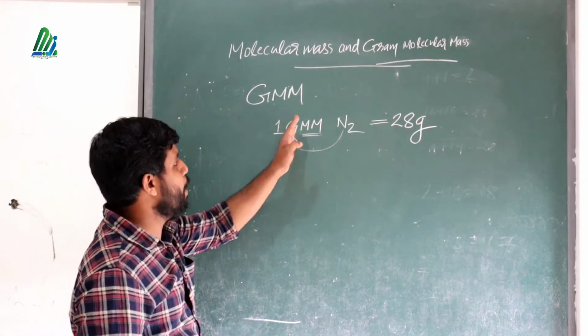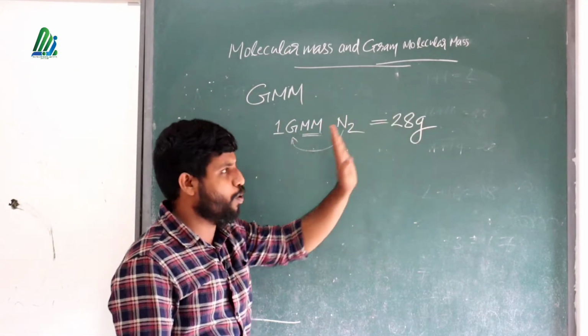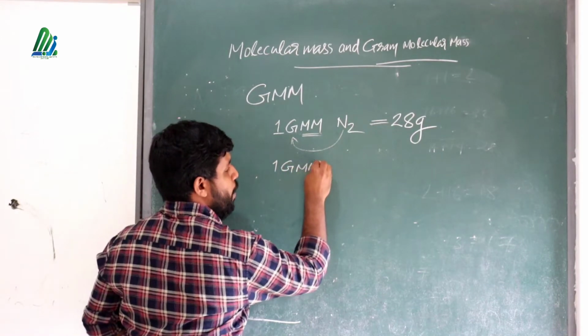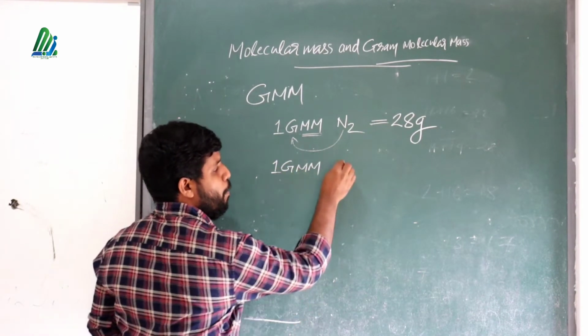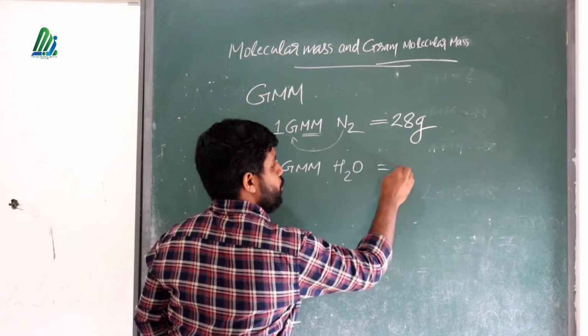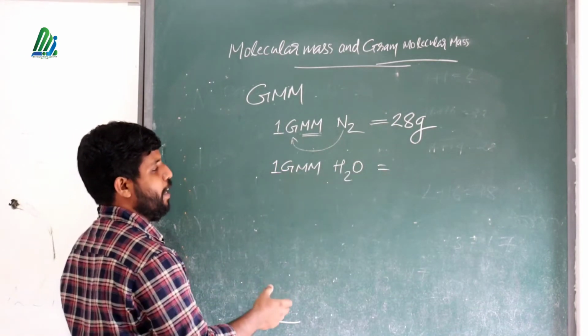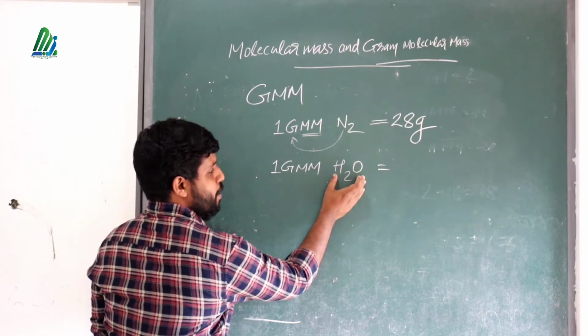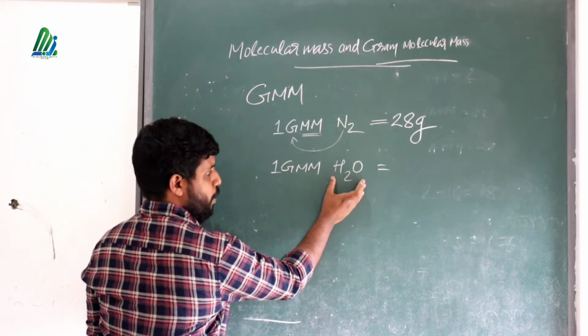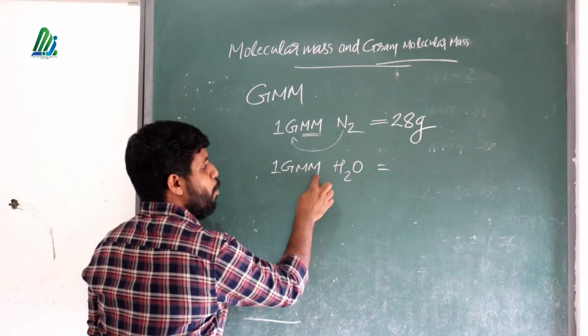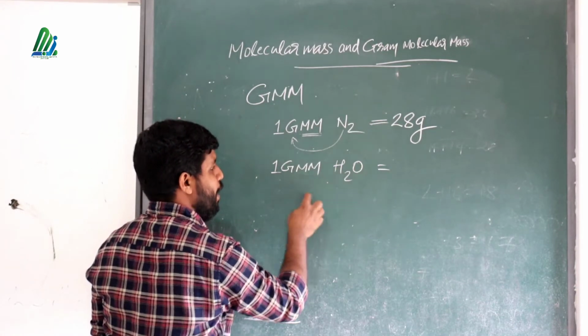So 1 GMM nitrogen is equal to 28 gram. Then 1 gram molecular mass water, H2O. What do you want to write there? Water is taken, its mass amount is numerically equal to the molecular mass. So simple. Express the molecular mass of water in gram.